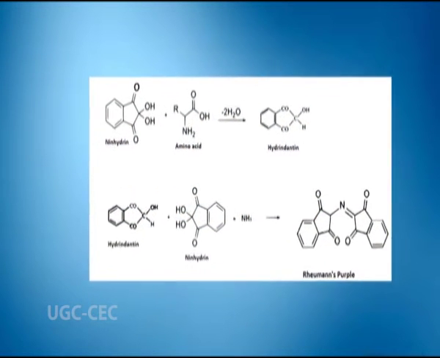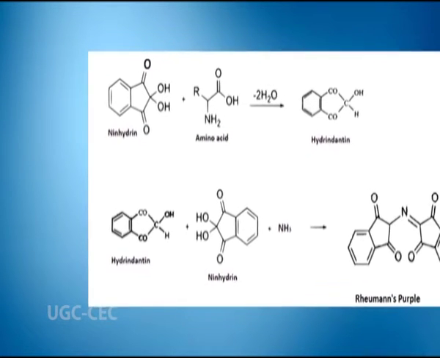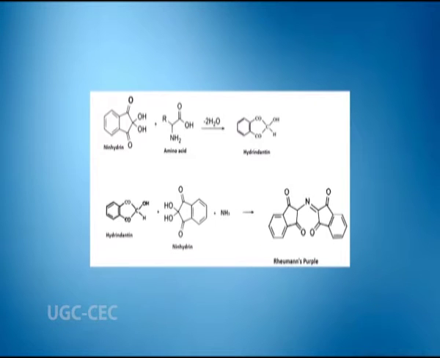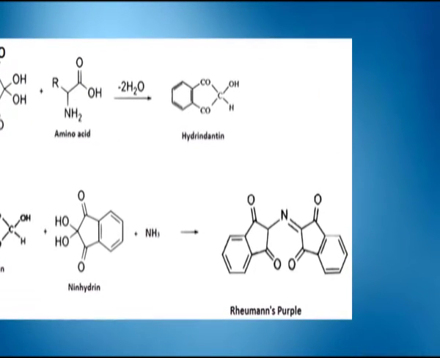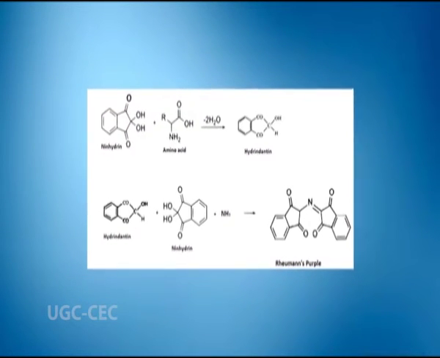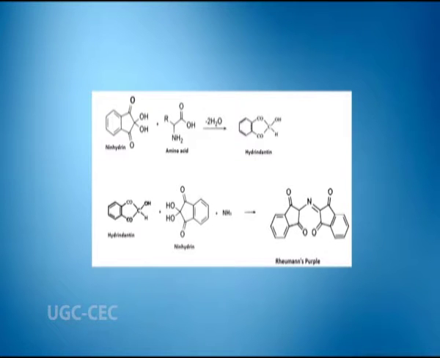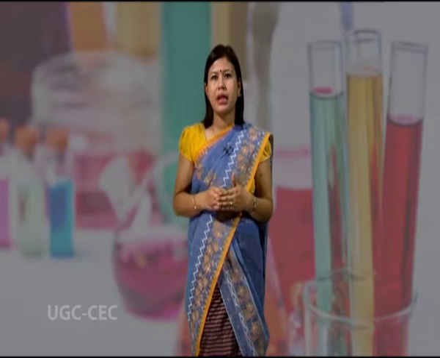The reduced ninhydrin, hydrindantin, then reacts with the liberated ammonia and another molecule of ninhydrin to form a purple colored complex called Ruhemann's purple, which is colorimetrically measured at 570 nanometer lambda max. Not all amino acids give a purple colored complex. Proline and hydroxyproline give a yellow color, so these are read at 440 nanometer.